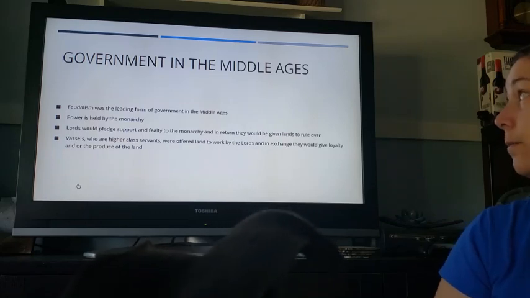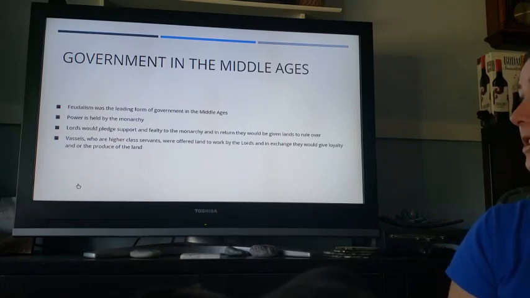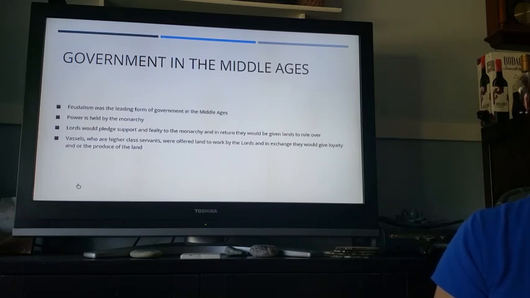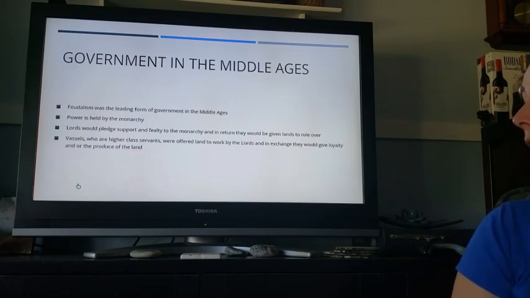All right, so into the government in the Middle Ages here. As we practiced, I don't know if you remember the game that we did with feudalism, where you all started off with the chocolates in your cup, and you had to gradually whittle yourself down unless you were one of the nobles. So feudalism was the leading form of government in the Middle Ages.